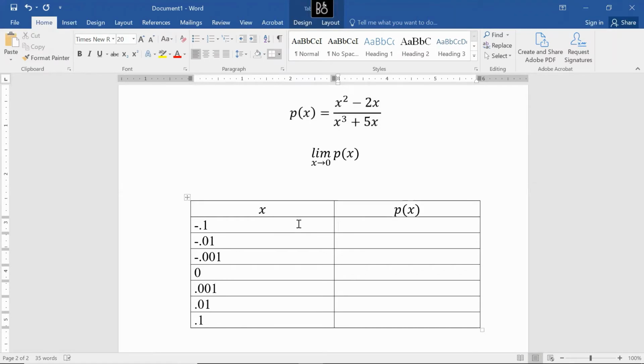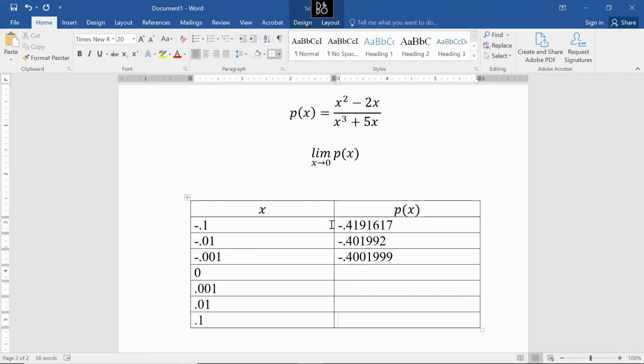If I plug in negative 0.1, I get negative 0.4191617. If I plug in negative 0.01, I get negative 0.4019992. If I plug in negative 0.001, I end up with negative 0.4001999. Obviously, plugging in 0 doesn't help me.